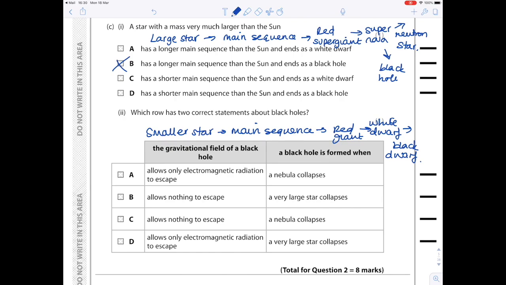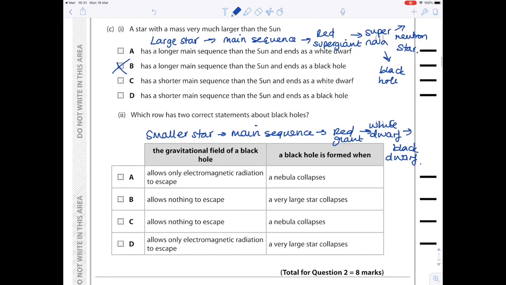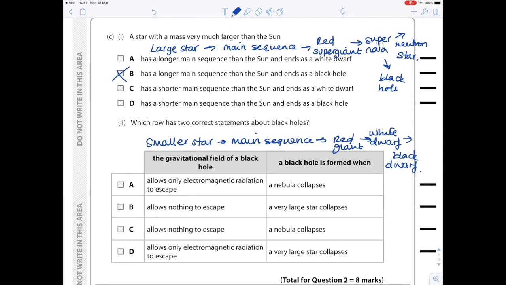Which row has two correct statements about black holes? So a black hole is something which, it kind of really freaks me out, because basically nothing can escape it. Nothing at all. No light, nothing. And that's why we can say that no electromagnetic radiation can escape. And if you have a look at what I have written in terms of forming a black hole, you can see that it comes from a very large star going through its red supergiant phase, followed by a huge explosion.